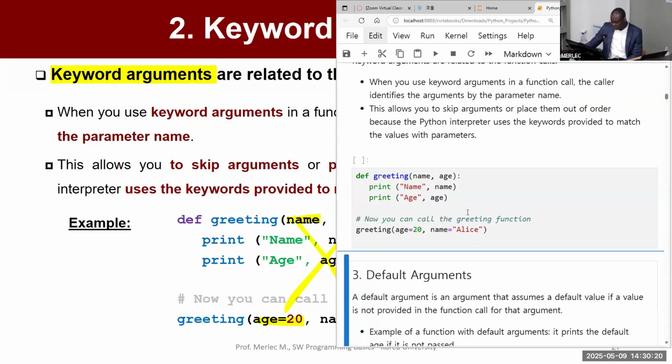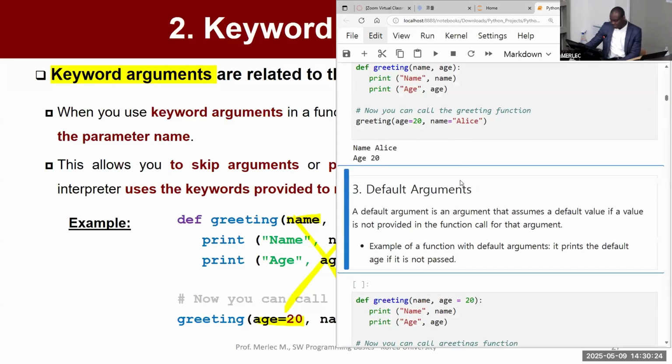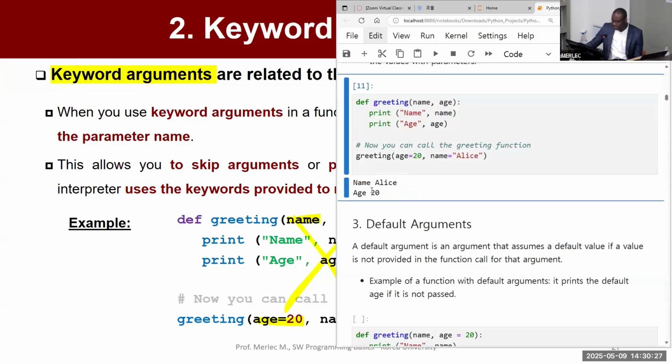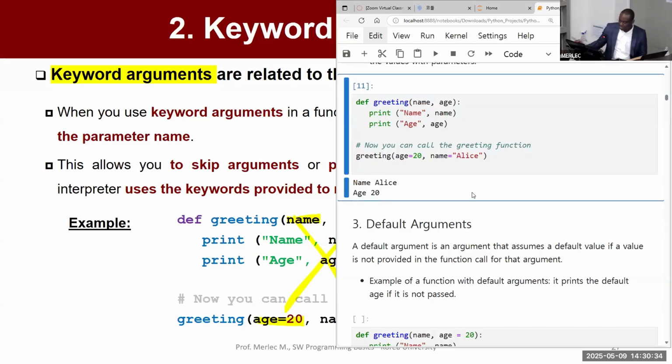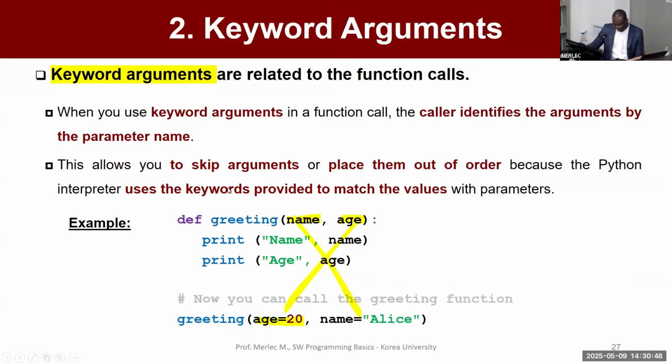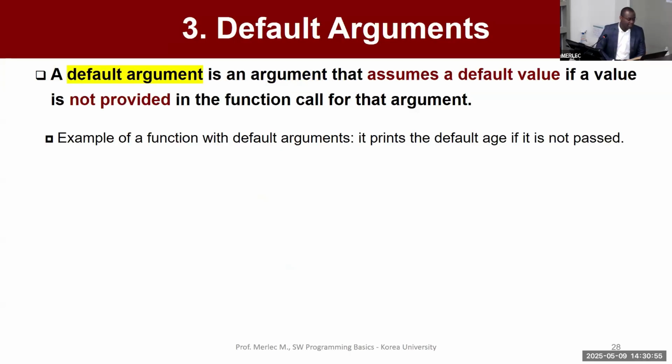With the example here, when I run this script, you see it gives me name Alice and then age 20. So regardless of the position of the argument I'm sending to the parameters of the function, it will map them using the name of each of them to receive the value. This is the second type of arguments. The third one is the default argument. The default argument is the type of argument that assumes a default value. If you do not provide any value, it will consider the default value that has been defined.